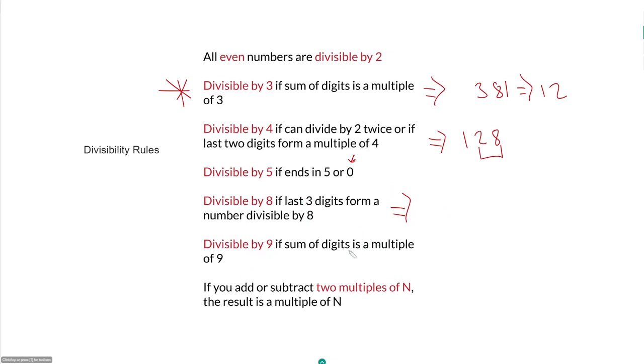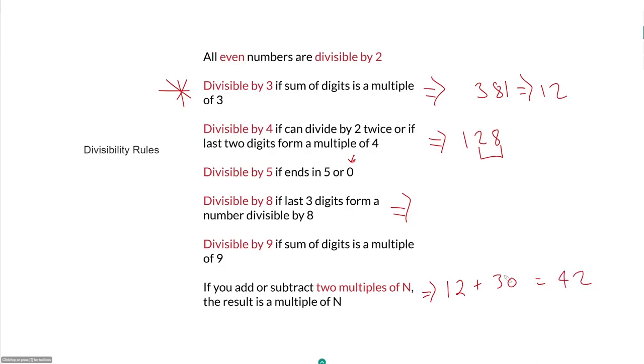A number is divisible by 9 if the sum of the digits is a multiple of 9. This sort of goes along with your divisible by 3 rule. And lastly, if you add or subtract any 2 multiples of n, the result is also a multiple of n. So something like 12 plus 30. So 12 and 30 are both multiples of 6, so they should give you another multiple of 6, which 42 is.